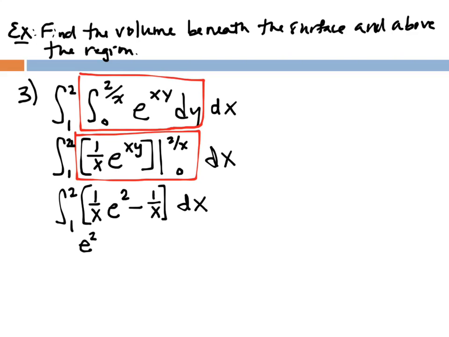So there's going to be this e squared, it's a number, and then we've got the natural log of x. I'm not going to bother with the absolute values because my limits of integration are already positive, 1 and 2, so I don't need to worry about that. Then I'm going to subtract, and what's the antiderivative of 1 over x? Natural log of x. And we're going to evaluate all of this at 2 and then at 1.